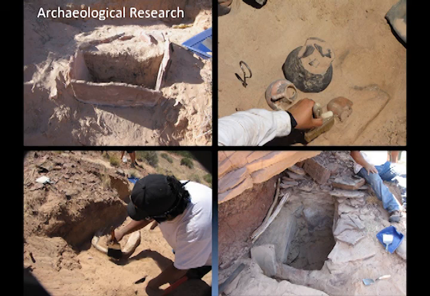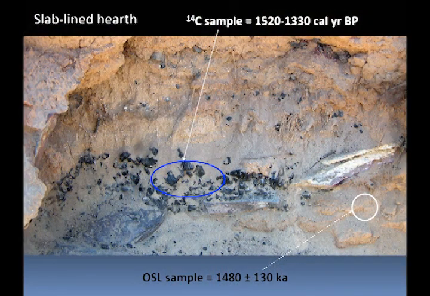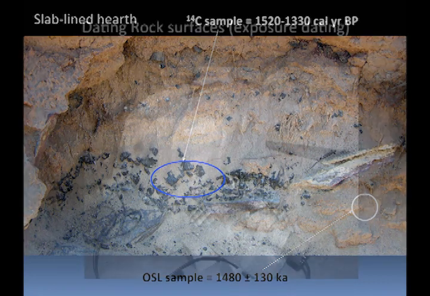Archaeology, a really big push right now is to apply OSL dating to archaeological applications. Here's a slab-lined hearth in the Grand Canyon where we had radiocarbon and then the OSL. And you'll notice that the OSL is slightly on the younger side because this is coming from wood from trees that were hundreds of years old when they were burned. So we can fingerprint this a little bit better.